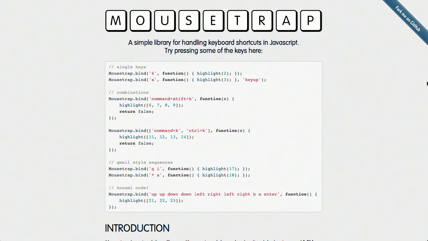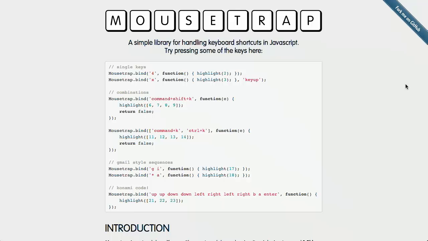Mm-hmm. Next up, we have a library called Mousetrap. This is a library that makes intercepting key presses in JavaScript very, very easy. Normally, when you want to handle a key press in JavaScript, you have to look up the number of the key. This lets you just write it out using a string. It also supports a lot of different functionality here. You can see they've got a couple bindings up front. So if I press the number 4, it highlights that line. X does that.